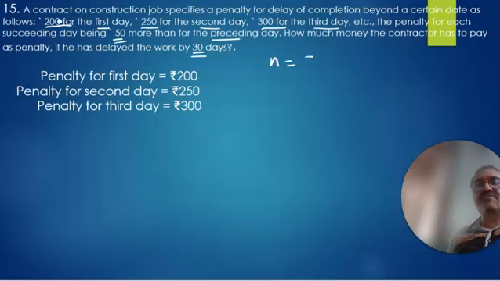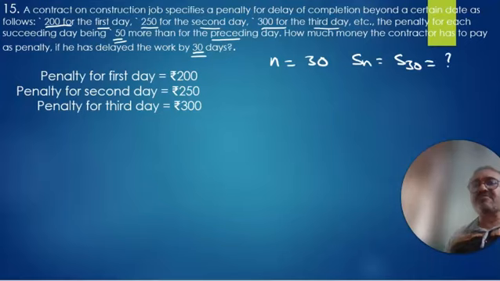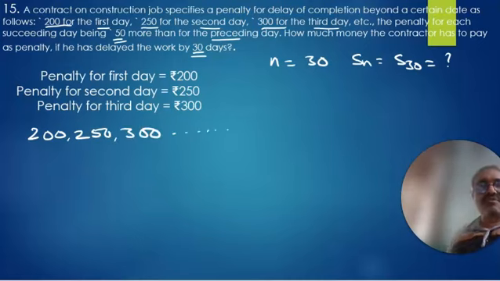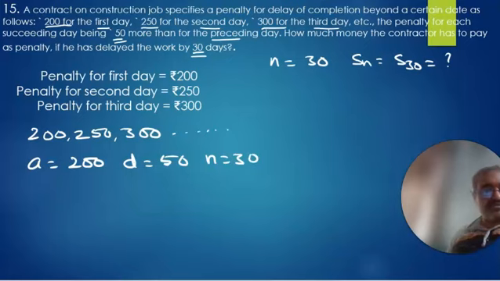So simply n is equal to how many? 30 days. So Sn find out చేయండి. Sn అంటే S30 is equal to how much? Right. Now దీన్ని మనం సిరీస్ గా రాస్తే అర్థమెటిక్ ప్రోగ్రెషన్ రాస్తే 200, 250, 300 so on. Now our a is equal to 200 and d is equal to 50 and n is equal to 30.